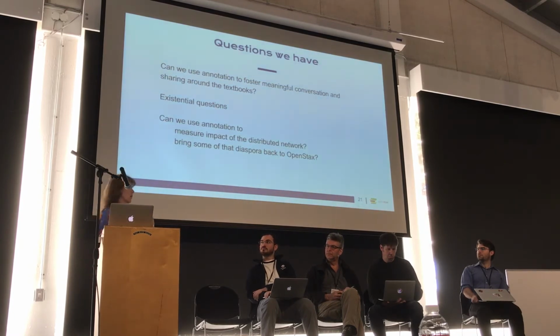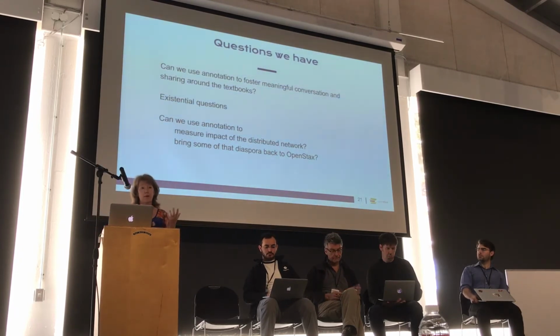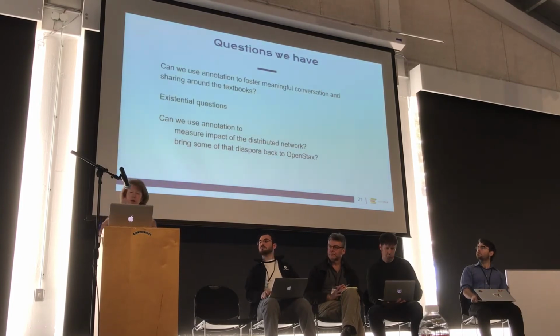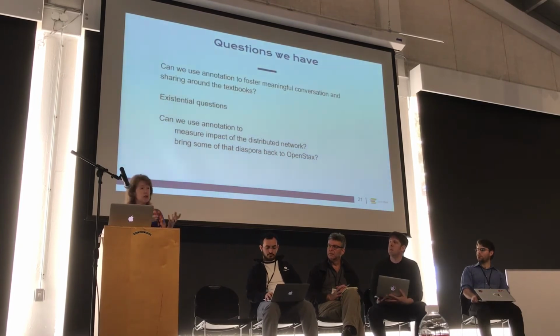And we also have a sustainability model that we've built off of having partners who know and can advertise what they're doing on top of this content. And we also have things that we do on top of that content. So the question is, can we use annotations as a way to measure the impact of this distributed network of the content? And can we use it, and this maybe is sneaky, I don't know, as a way to actually encourage people to come back to OpenStax and to come see what OpenStax has?